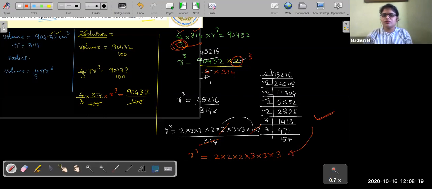And now you need to find the cube root. Everybody knows how to find cube root, right? To find the cube root, we circle the factors. We circle the factors in groups of 3's, right? And that will give us the radius. So I hope all of you are ready with the radius.